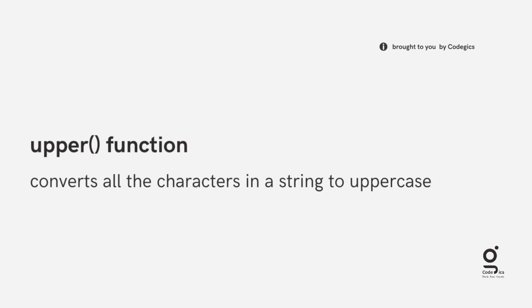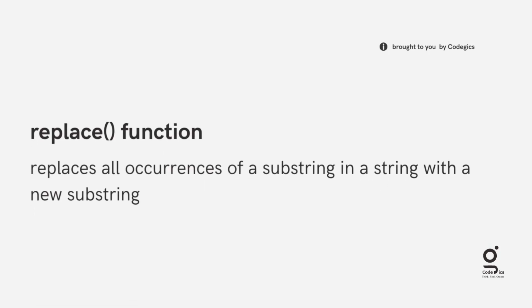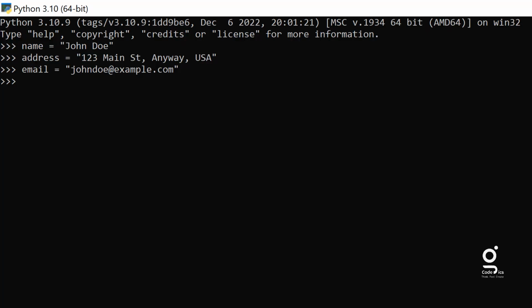The upper function, which is a method that converts all characters in a string to uppercase. The lower function, which is a method that converts all characters in a string to lowercase. The replace function, which is a method that replaces all occurrences of a substring in a string with a new substring. Here is an example of using these string manipulation methods on the name string we defined earlier, John Doe.